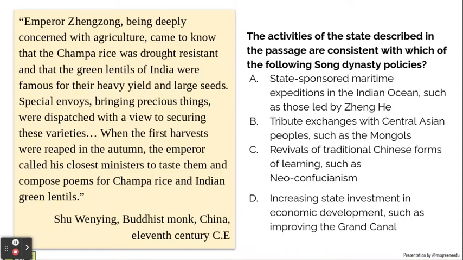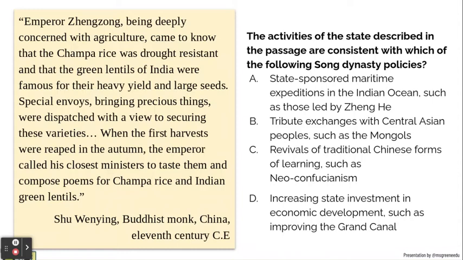So the first thing I recommend is to read the question before you read the passage. So we'll read the first part of the question. The activities of the state described in the passage are consistent with which of the following Song Dynasty policies? So we know that we're trying to look for activities of the state, or what is the government doing and how does that relate to the Song Dynasty?